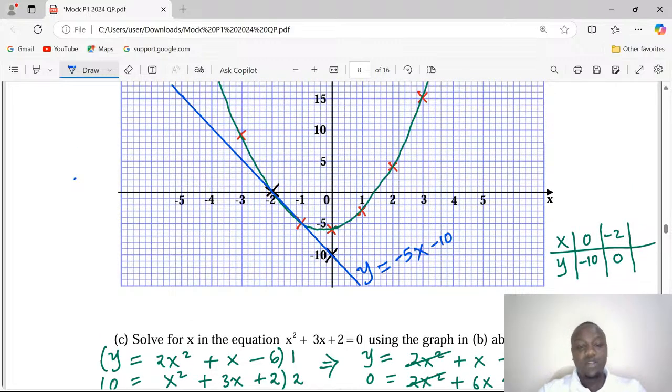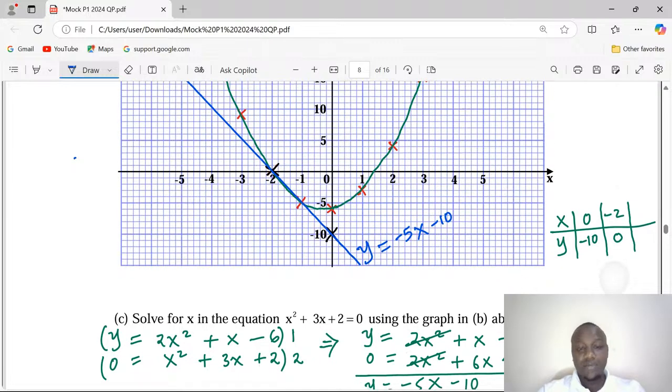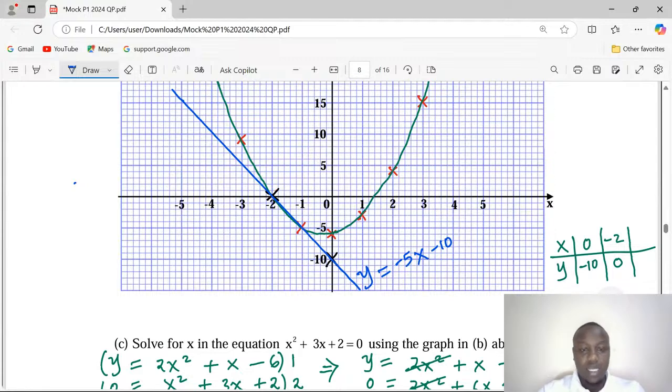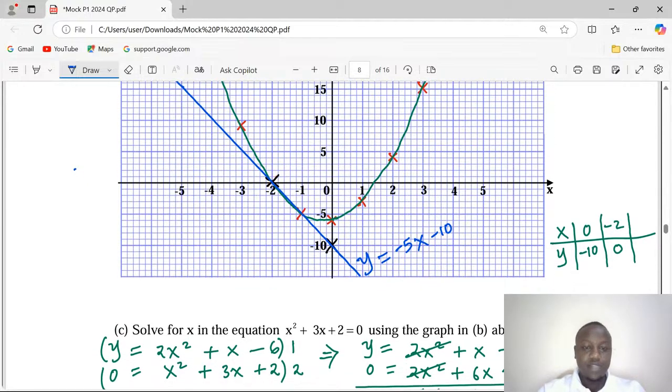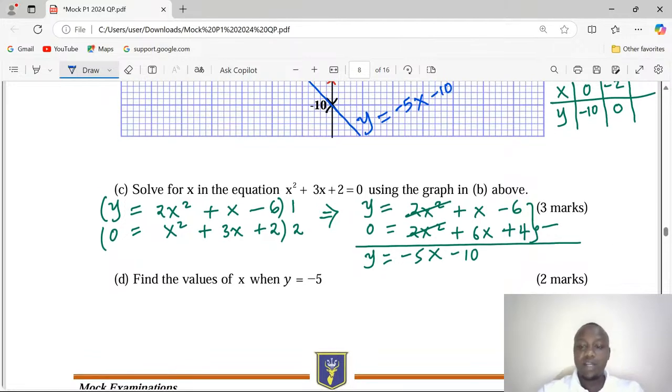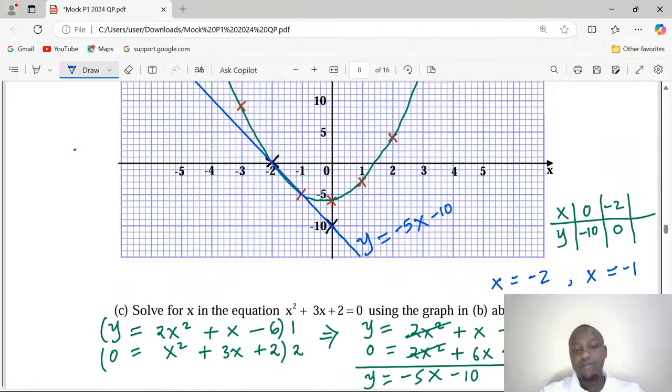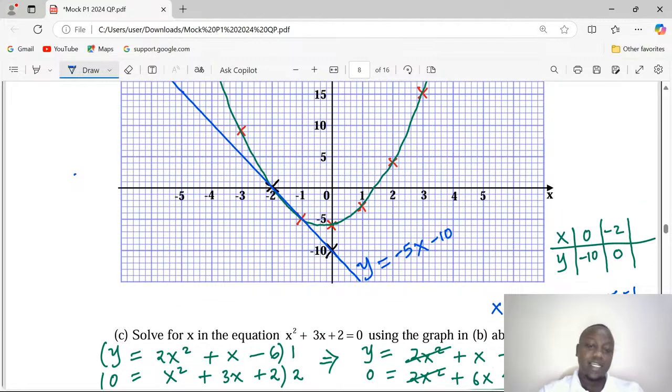Now, for us to get the values of x, we have to consider where the line cuts the graph. And the line is cutting the graph at 2 points. That is x equals negative 2 and x equals negative 1. Those are the points where our graph and the line are intersecting. We just pick the values of x at those points, which is negative 2 and also negative 1.